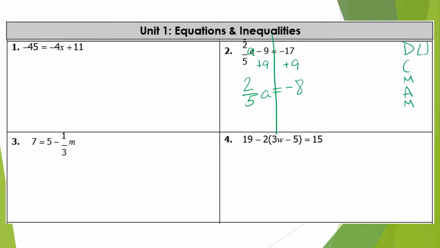Now at this point you have two options. You can deal with the fraction, but I'm actually going to show and remind you that I'm going to deal with the 5 first. I'm going to undo by multiplying the 5 to the other side. And then I'm going to lastly deal with, instead of multiplying by 2, undo it and divide by 2. So A equals -20.